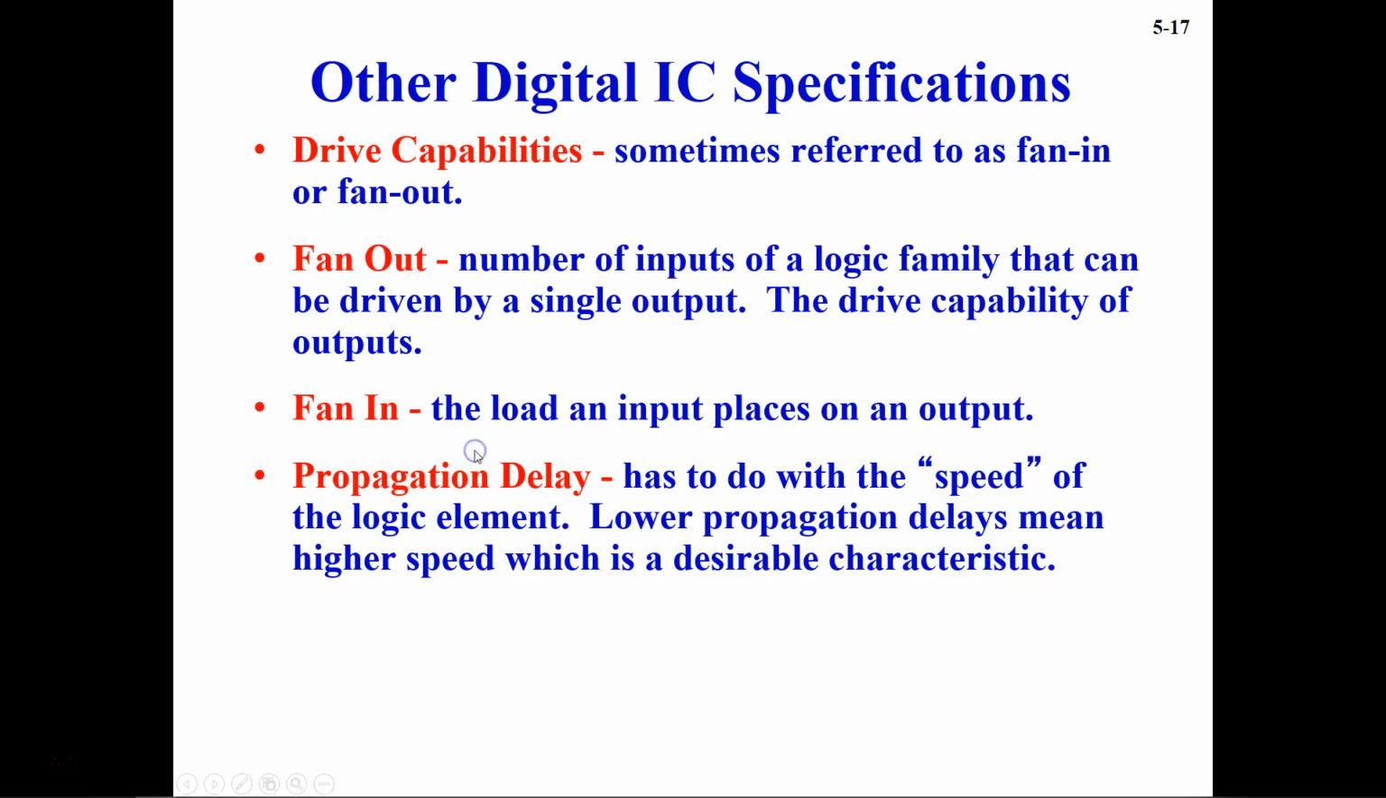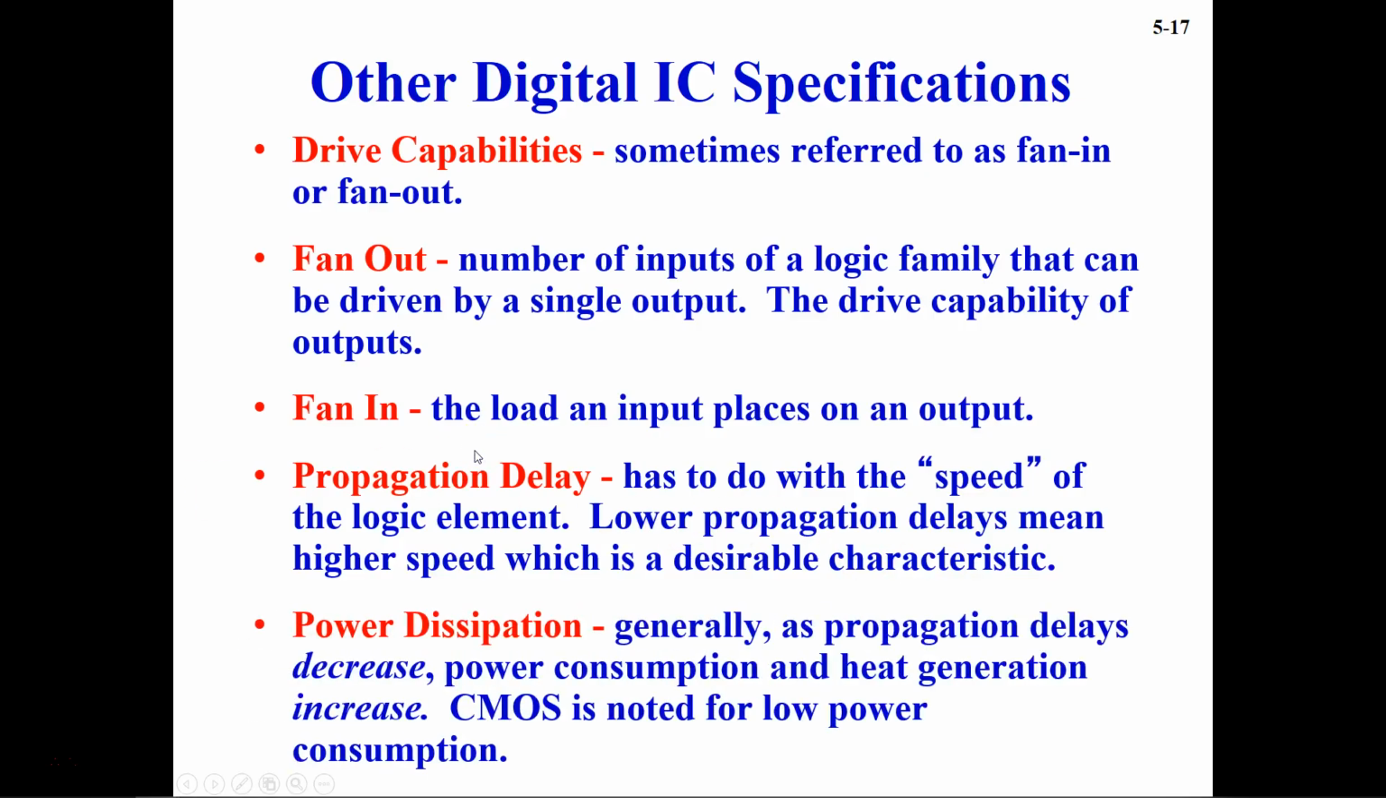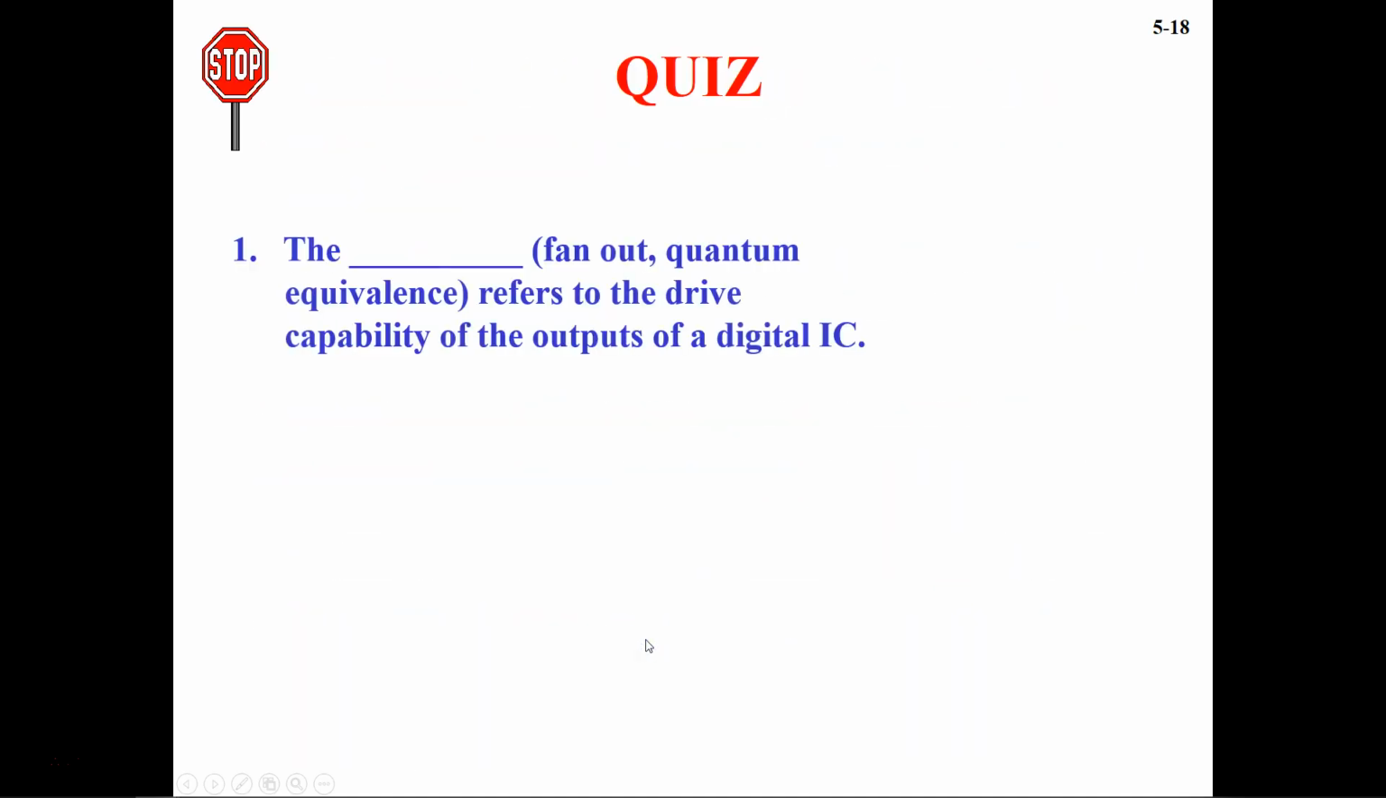Now next we have power dissipation. Generally, as propagation delay decreases, the power consumption and heat generation increase. So you see, if your propagation delay is low, power consumption and heat generation will increase. CMOS is noted for low power consumption, which we already discussed. Now let's move on to the quiz.